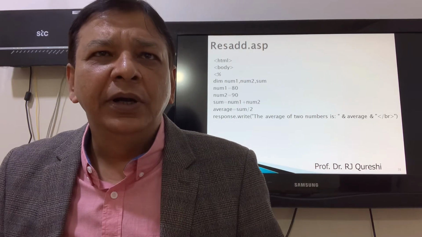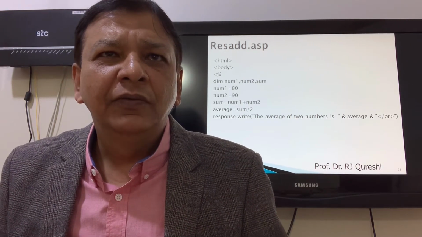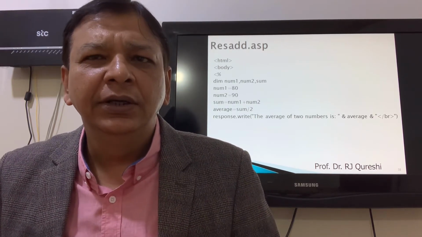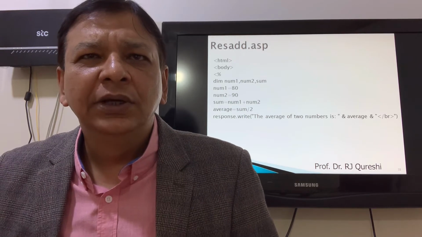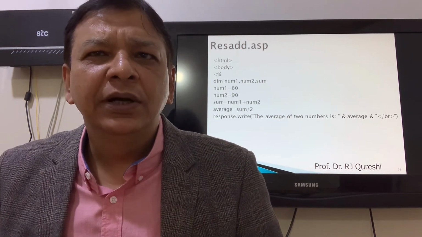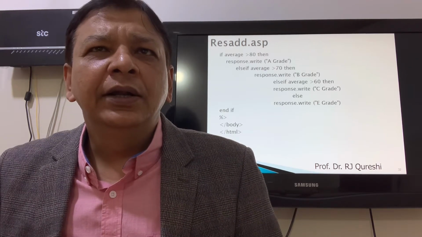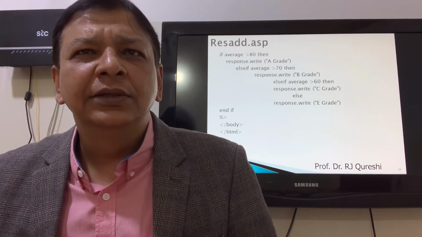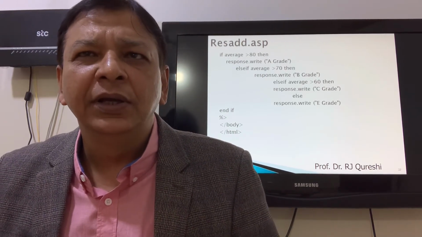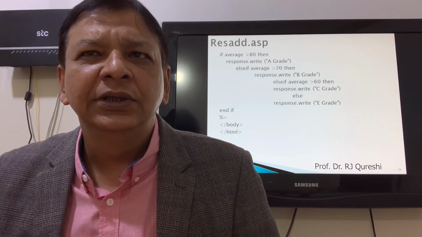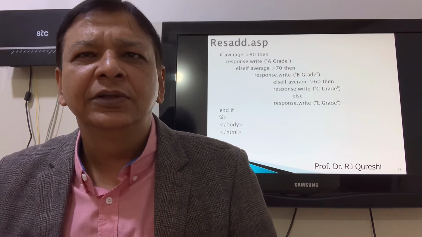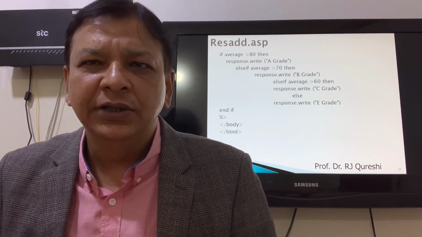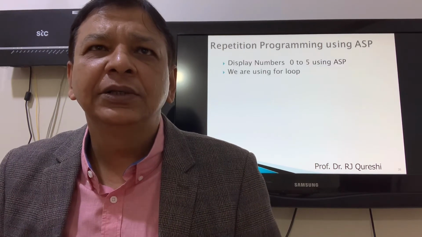resadd.asp: HTML, body, we start the ASP VBScript tag, dim num1, num2, sum, num1 equal to 80, num2 equal to 90, sum equal to num1 plus num2, Response.Write the average of two numbers is resadd.asp. If average greater than 80, Response.Write A grade, else if average is greater than 70, Response.Write B grade, else if average is greater than 60, Response.Write C grade, else Response.Write E grade. We close the script, we close the body, we close the HTML. That is the execution of grade.asp.